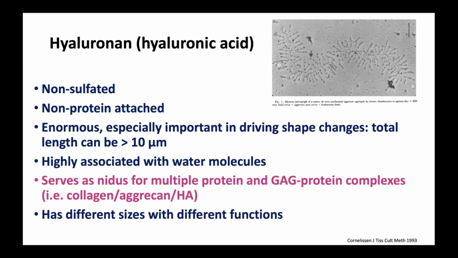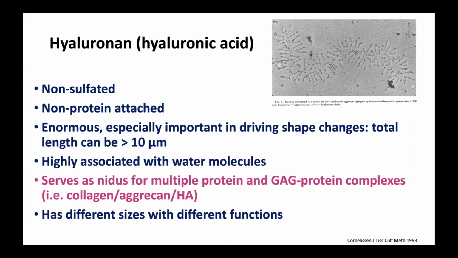So lastly, I wanted to talk about hyaluronic acid, or hyaluronan. It is a non-sulfated GAG. It doesn't have a main protein, and it's huge. It drives shape changes. The total length can be more than 10 microns. That was the box that I showed you in my ECM scale picture, very much associated with water molecules.